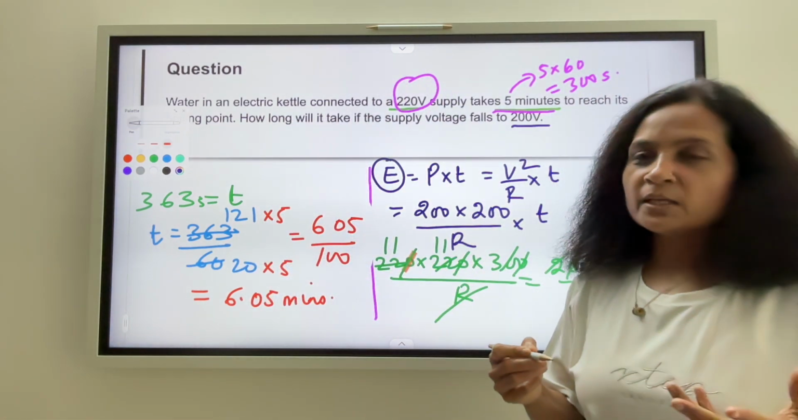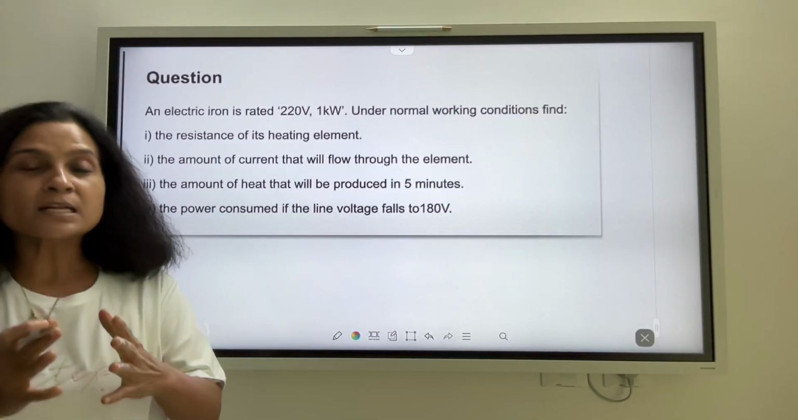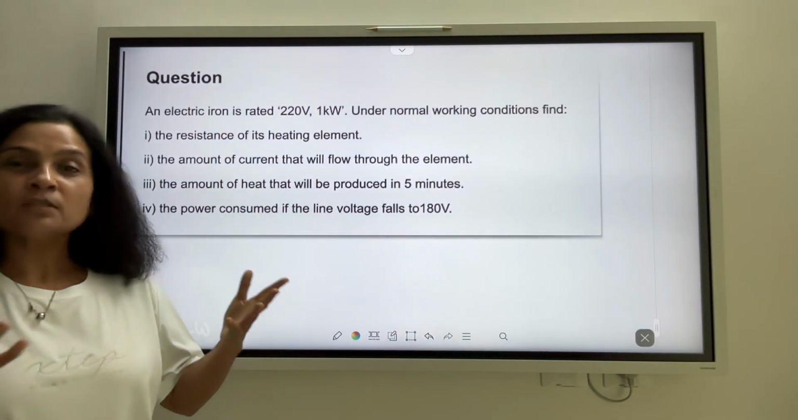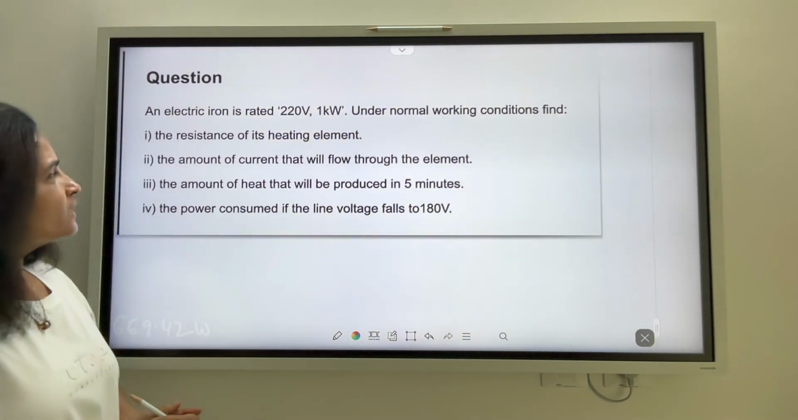So this was it, guys. Hope you loved this question. Now we are going to crack another question by using the right formulae, the right concept in the right way. So let us see this.